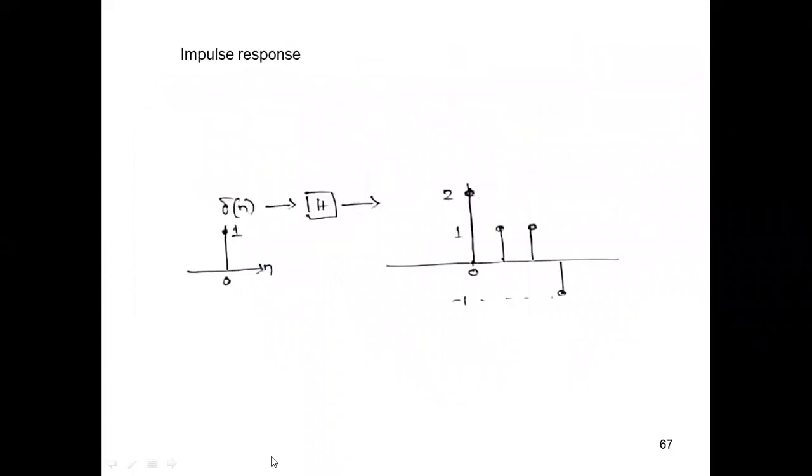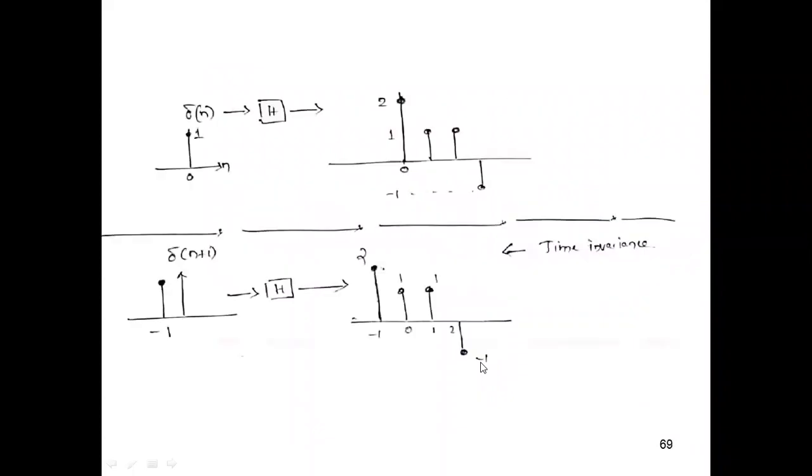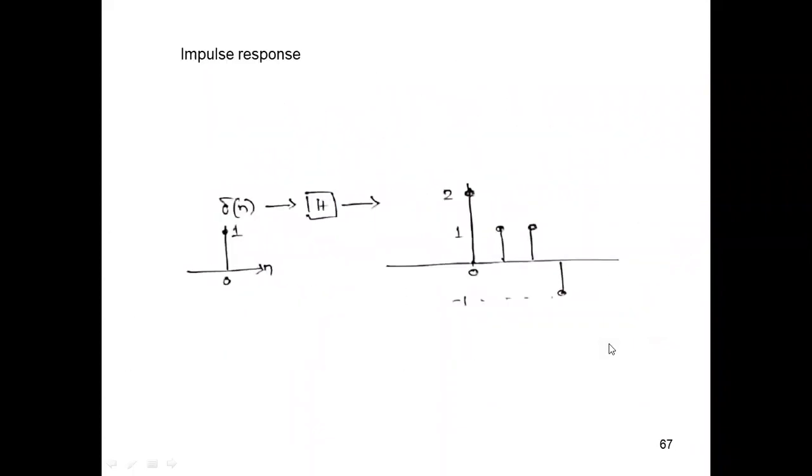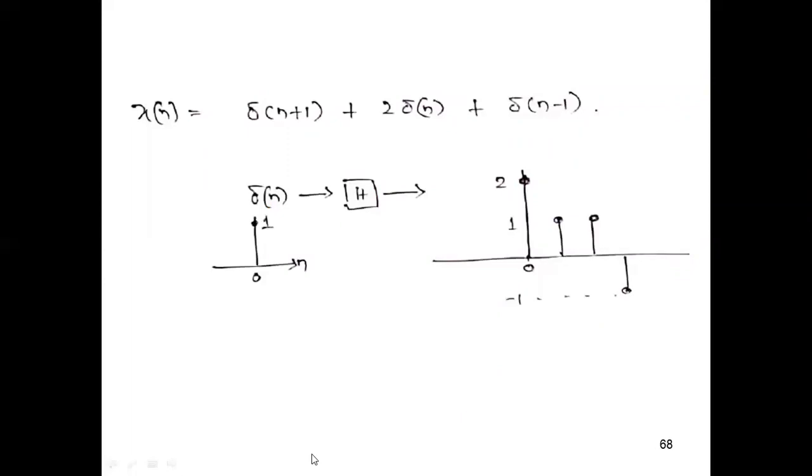This is the impulse response. Fine. Now we will try and find the output due to the individual terms. I know for a delta n, this is my output. Now I will try to find the output due to delta n plus 1, the output due to delta n minus 1, and also the output due to 2 into delta n.